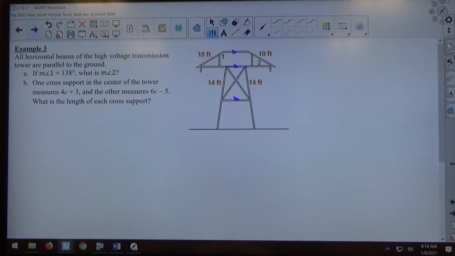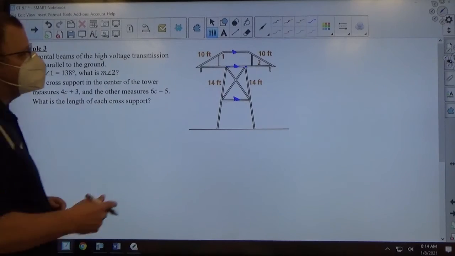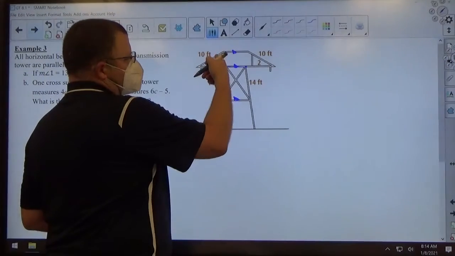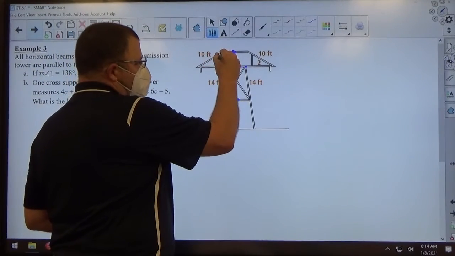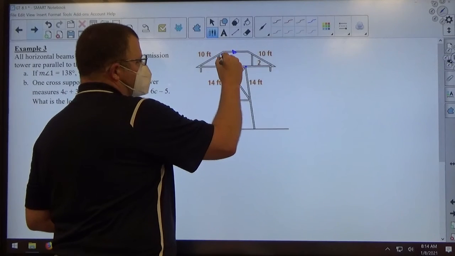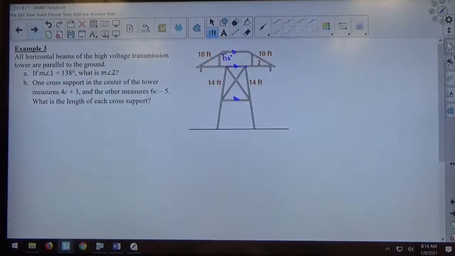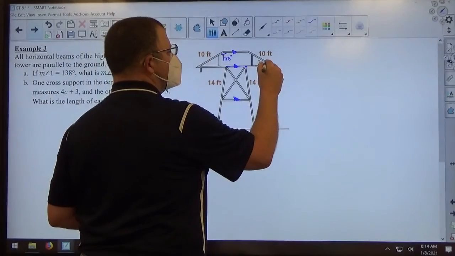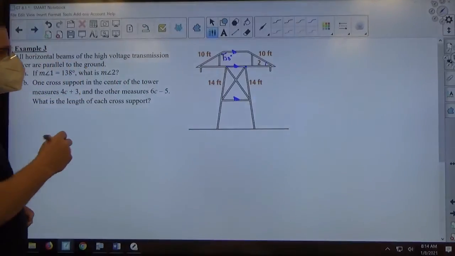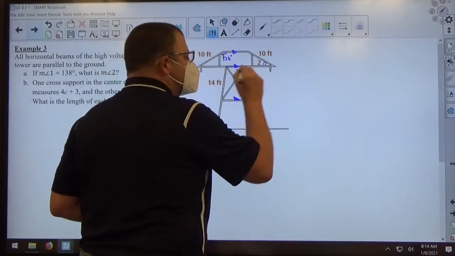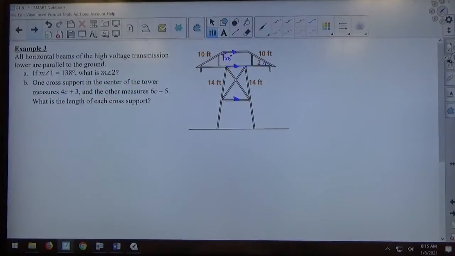All right. Measure of angle 1 is 138 degrees. Now angle 1, the way it's drawn, this little cross beam here isn't what we're talking about. Angle 1 is this angle up in here. This is 138 degrees. And the question A is asking us what's the measure of angle 2, which is way over here. I should put probably 2 marks there. There we go. So, if angle 1 is 138, what's the relationship between angles 1 and 2?